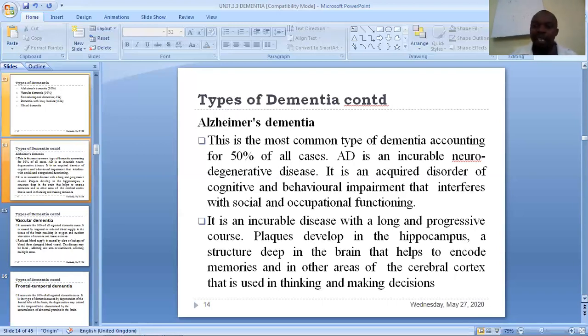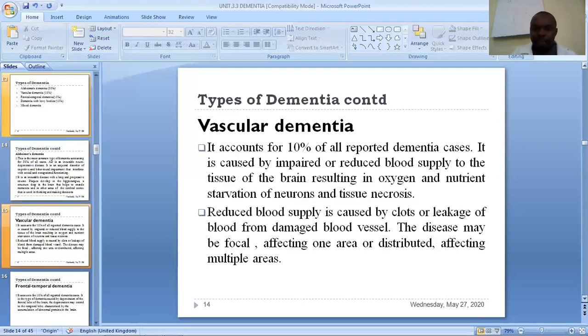So any damage or degeneration to this hippocampus, usually caused by the plaques, and someone will develop Alzheimer's dementia. The second type is vascular dementia. From vascular, meaning coming from blood vessels. It accounts for 10%, like I have already stated, of all reported dementia cases.